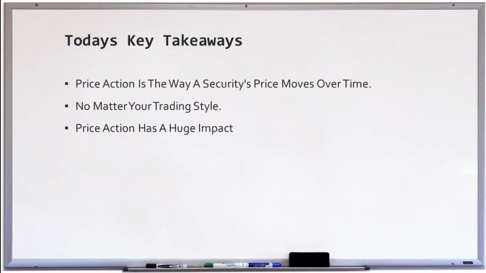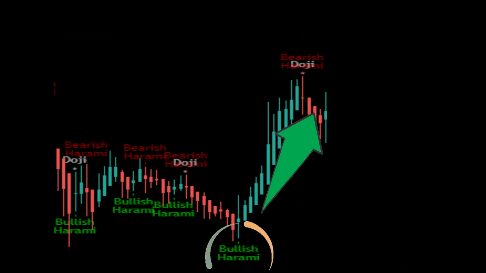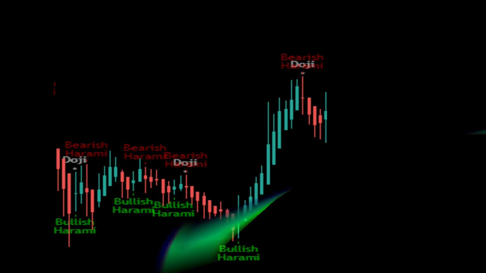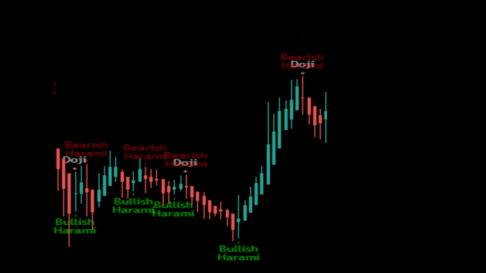Today's key takeaways. Price action is the way a security's price moves over time. There are various ways to display a chart, no matter your trading style. For instance, you can choose to show only the price action instead of the daily and weekly price ranges. This look is for those who want to focus on the latest price moves and may not be relevant for those traders who need a long-term view or are looking to buy and hold.